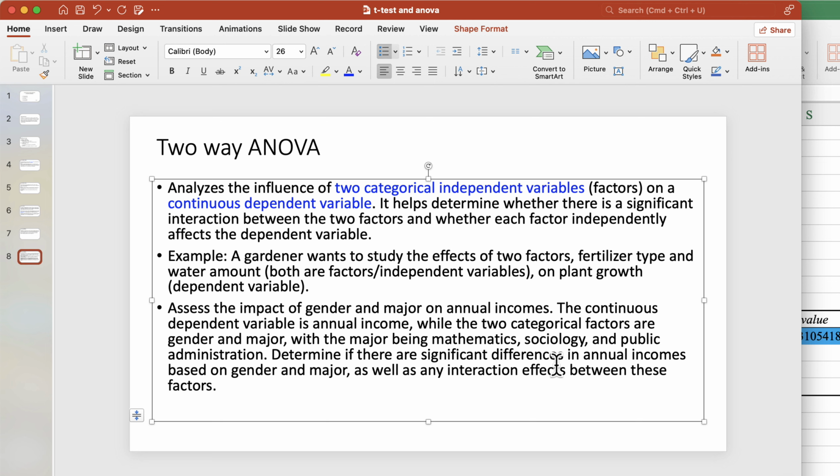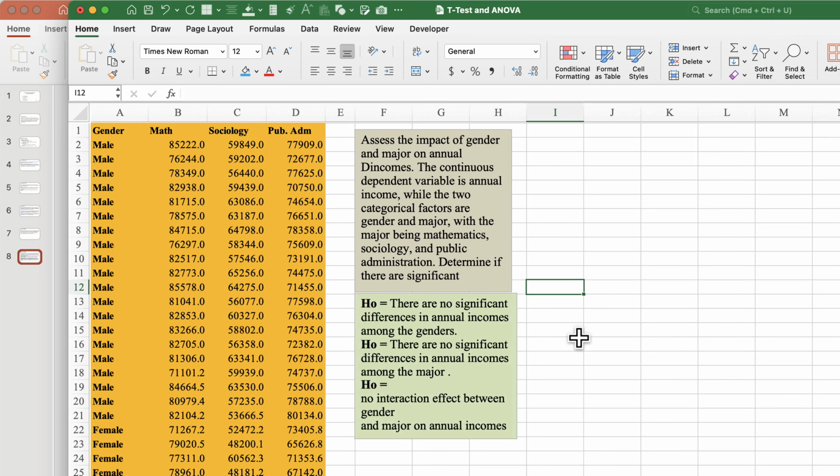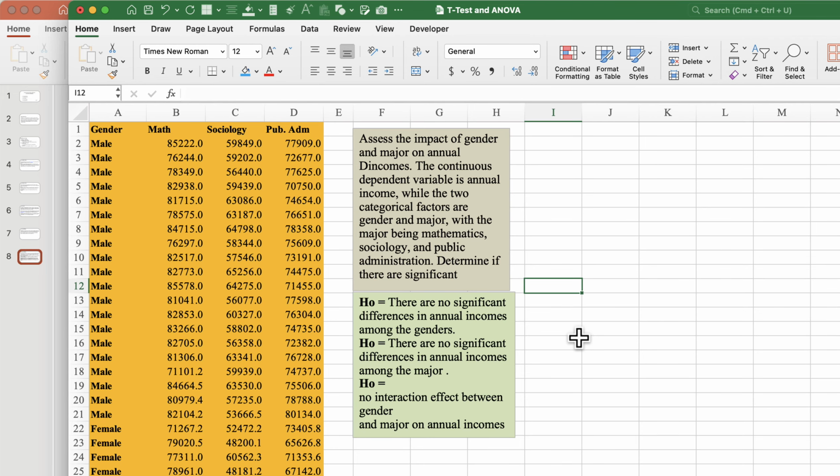Determine if there are significant differences in annual income based on gender and major, as well as any interaction effect between these factors. Now this is our data. Doing two-way ANOVA in Microsoft Excel requires this data to be provided in a specific format.